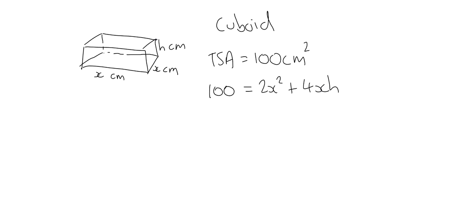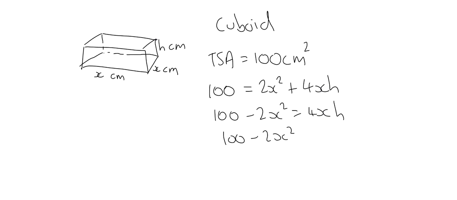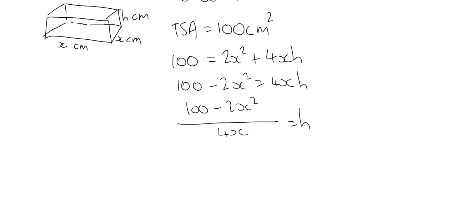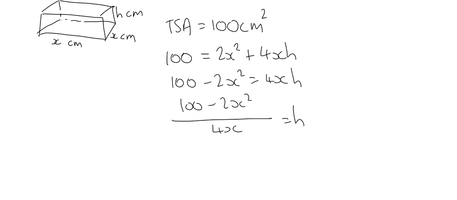Are you with me? So they are going to ask me to express h in terms of x. What do you think that means, Josiah? Get h by itself. Yeah, get h by itself. Express h in terms of x. So I'm just going to rearrange this to get h by itself. So then I'm going to divide. So 100 minus 2x squared divided by 4x equals h. Now this can obviously be simplified. I can divide these, so I get 25, and then divide these.